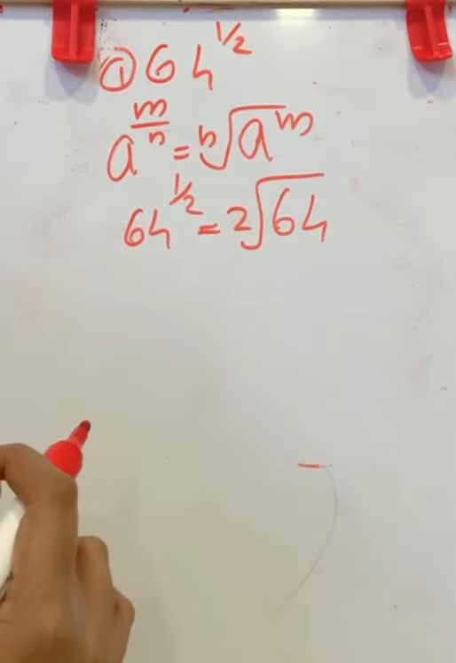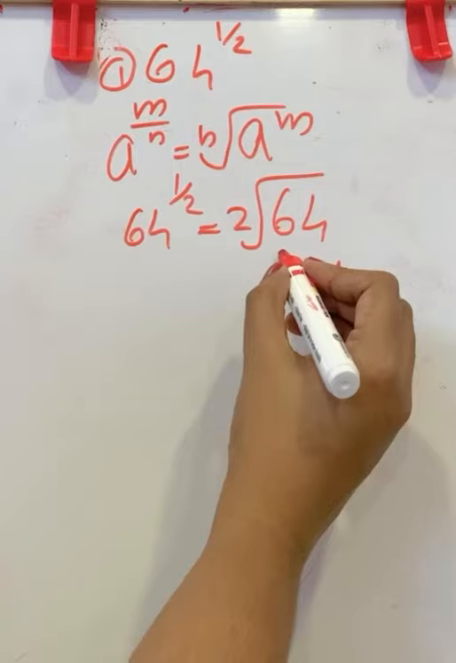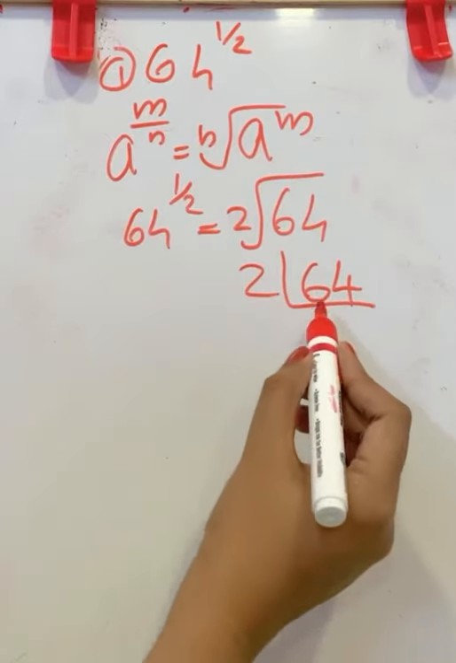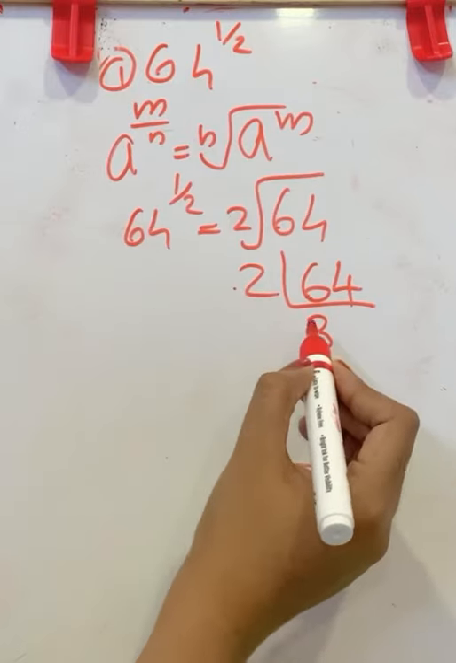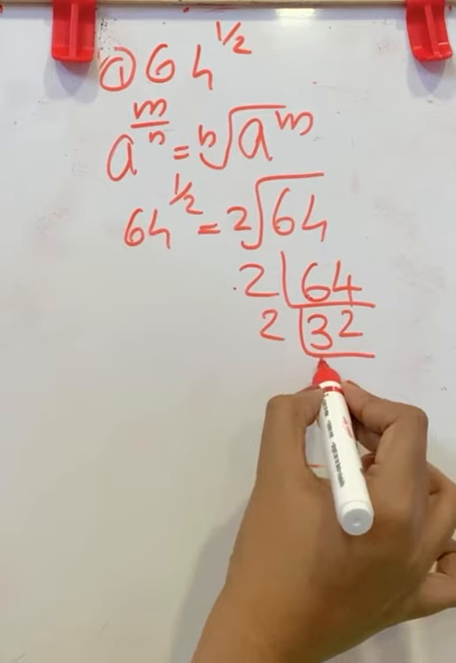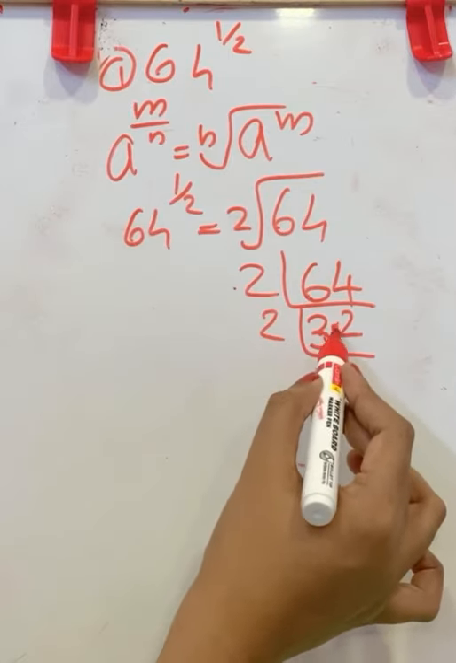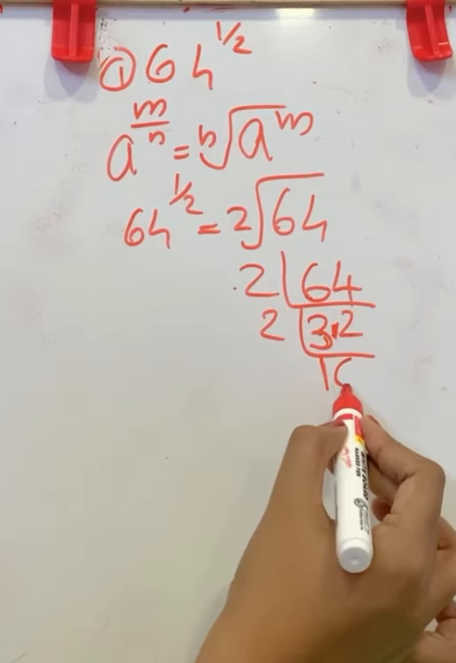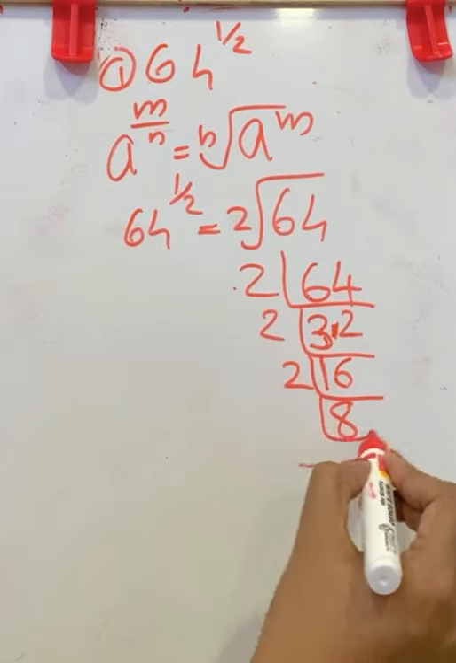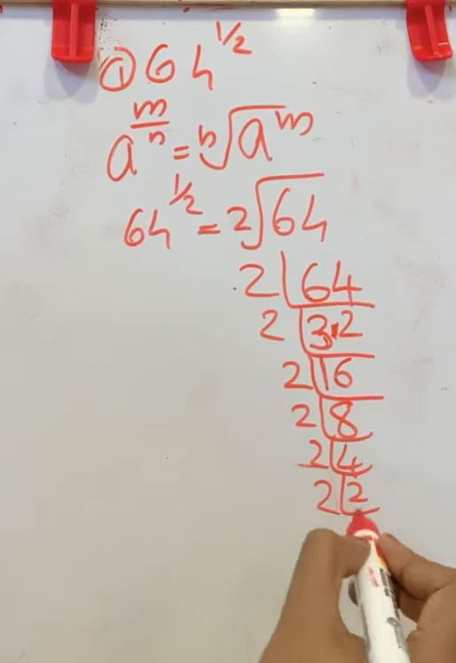Now root 64, how will you find root 64? By the prime factorization method we can find. We will factorize it with the first prime number 2. In 6, 2 is 3 times. Now in 4 it is 2 times. Now again 2, 1 time, balance is 1. In 3 it is 1 time, balance we have 1. It becomes 12, 6 times, 6 2s are 12. Now again 2, 8 2s are 16, 4 2s are 8, 2 2s are 4, 2 1s are 2, 1.